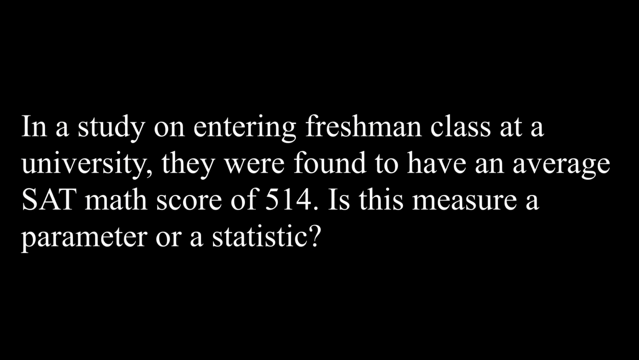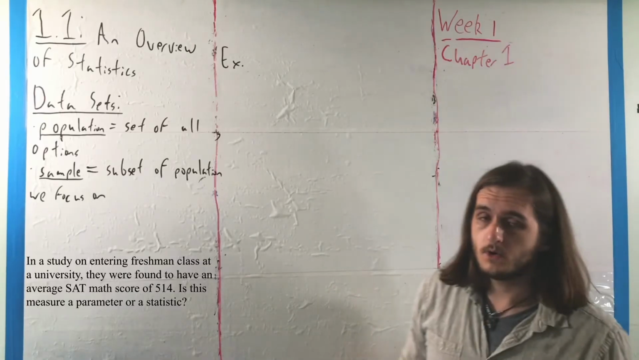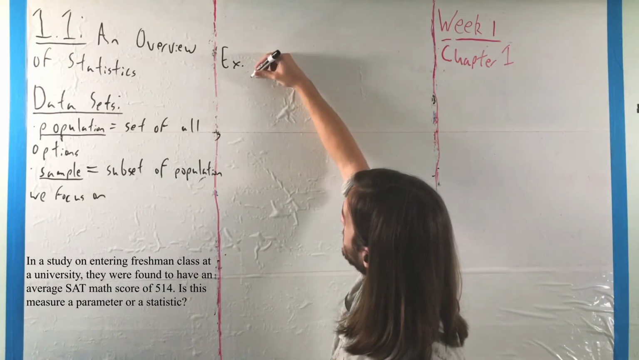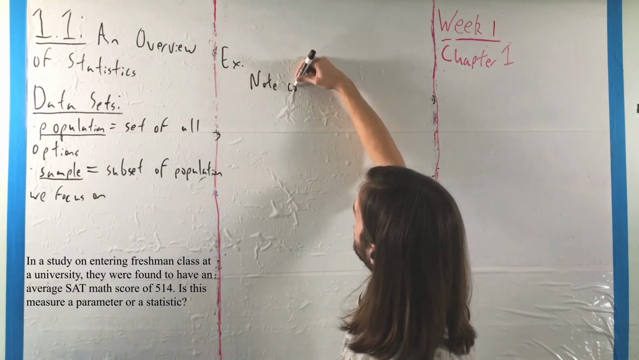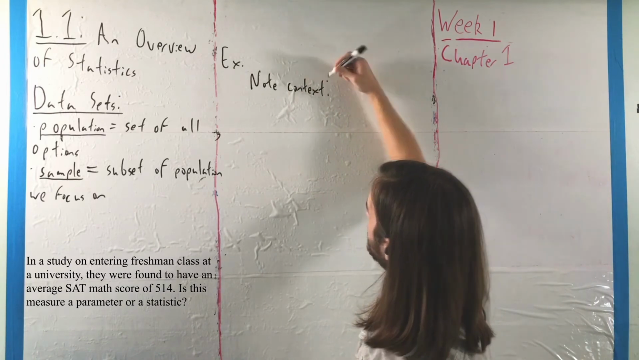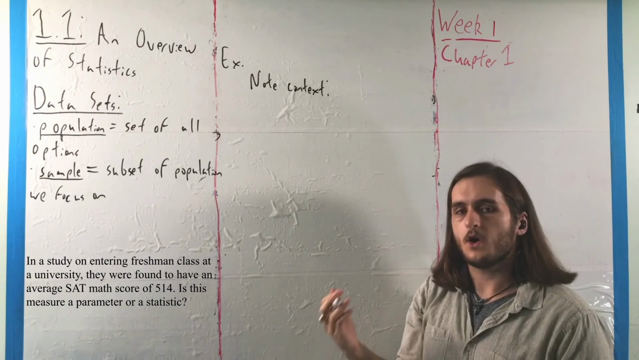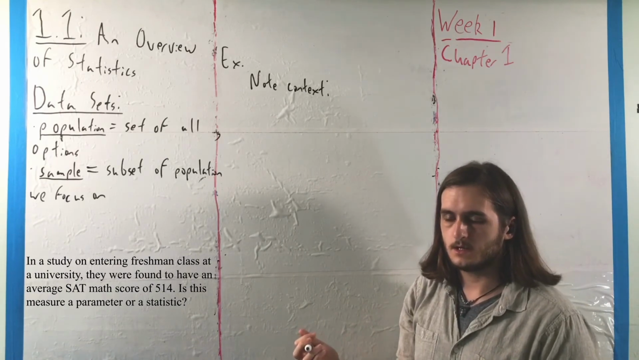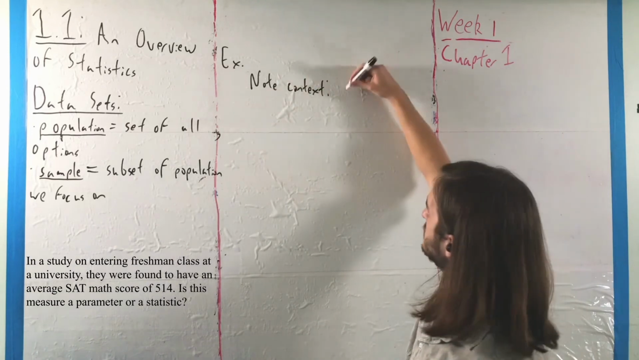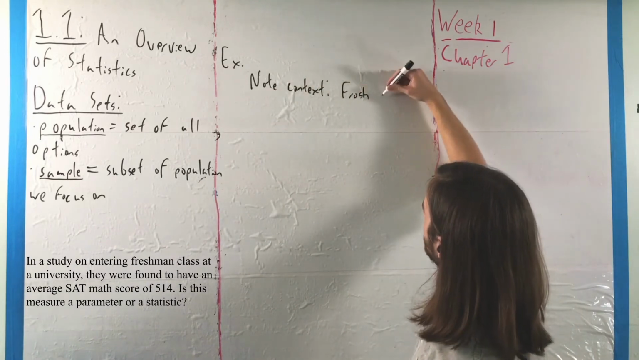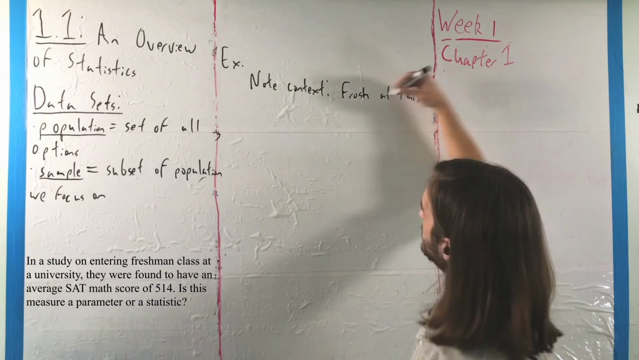For our second example, we have that a study on entering freshmen at a university was found to have an average SAT math score of 514, where we want to determine if that measure is a parameter or a statistic. So again, what we have to do here is look at the context. And the context that we have here isn't all students at the university. It isn't all freshmen at any school. It's just the freshmen at this school.